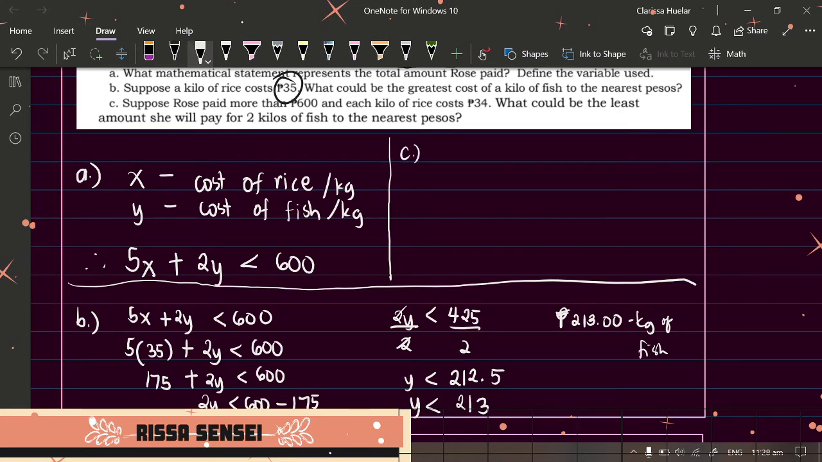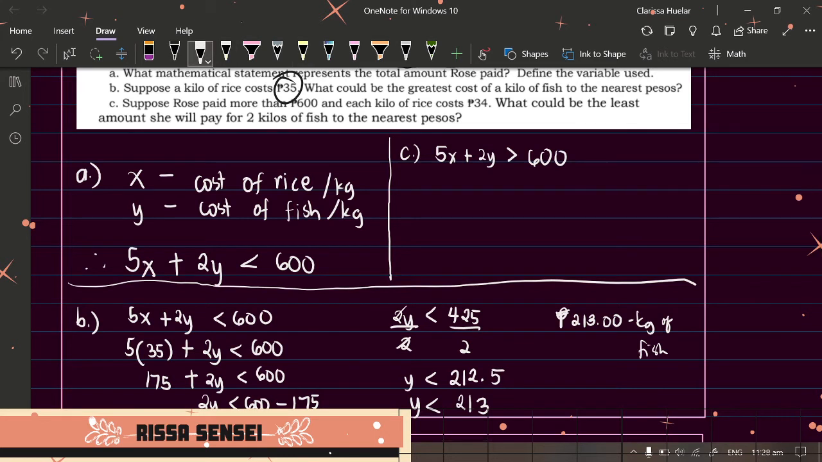What if Rose pays more than 600 pesos? Therefore, the inequality that we made earlier will change. So, 5x plus 2y, the symbol will now be greater than 600. Then, each kilo of rice costs 34 pesos. So, what if it is 34 pesos? What could be the least amount she will pay for 2 kilos?